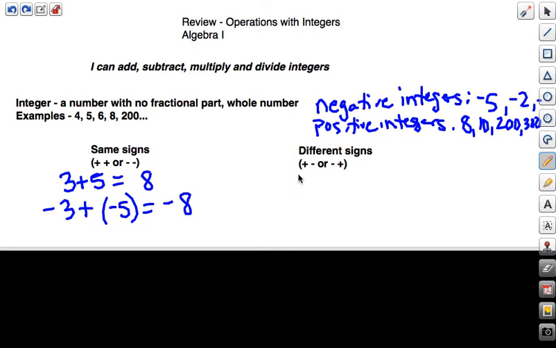Let's say that we have different signs now. Let's say we have a positive plus a negative. Let's say we have 3 plus -5. So here we have to look and see which number has the greater absolute value. Absolute value is the distance from 0. Which one of these numbers would be the furthest from 0?